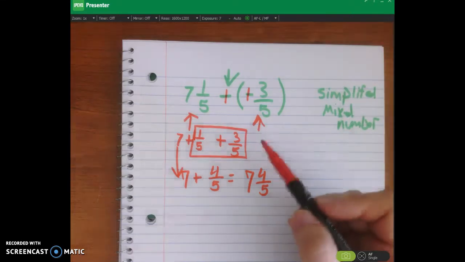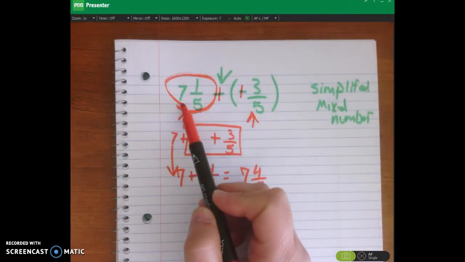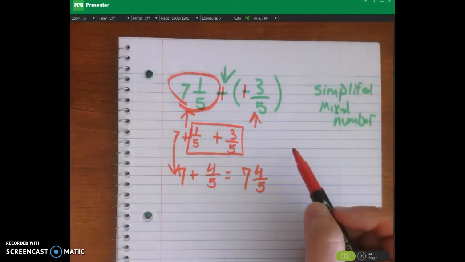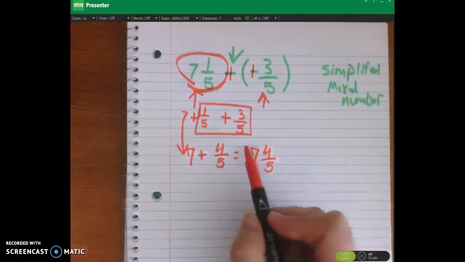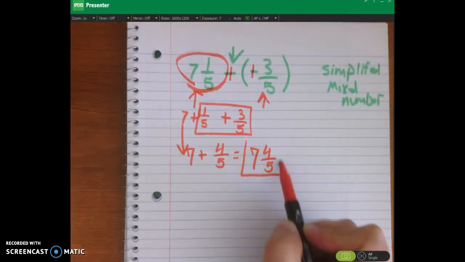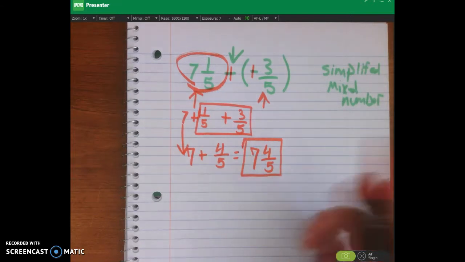Now, if you go, wait, Mr. Walt, I thought I need to make this an improper fraction. You absolutely can. And if we did it that way, here is how that would look. And you'll see how we get the same answer. So I'm going to go ahead and box in the answer we got of 7 and 4/5.